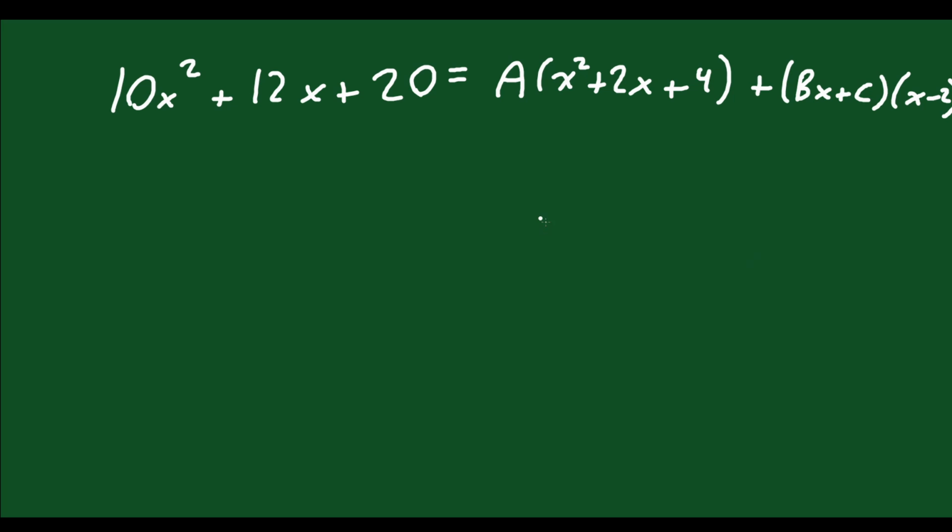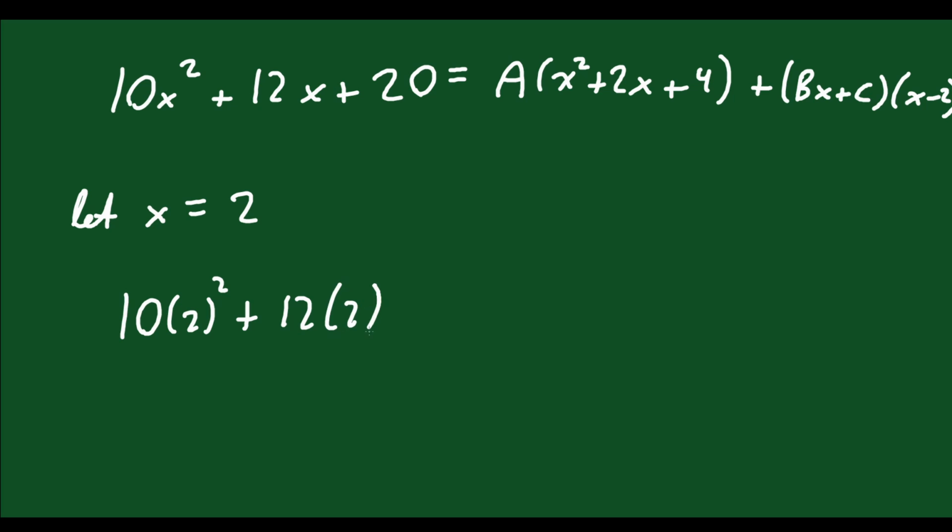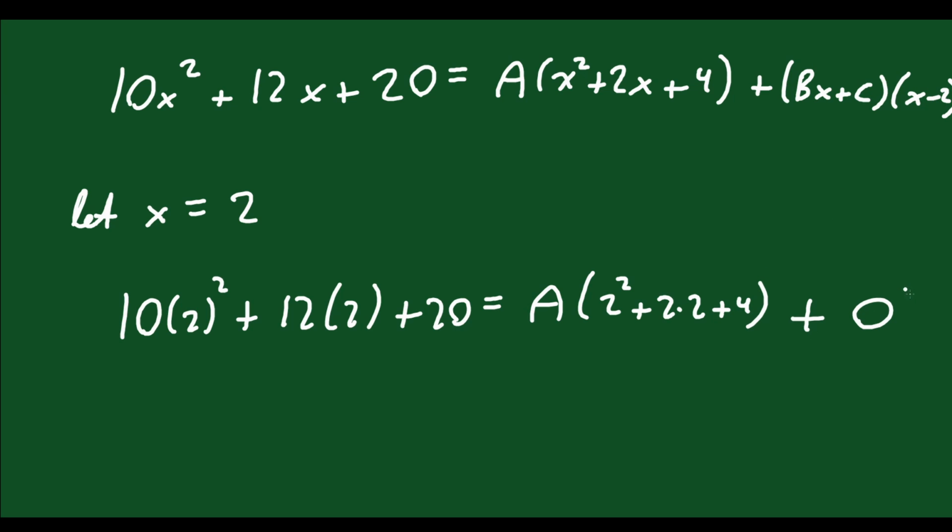Now we got to start solving for a or b. I'm going to start by solving for a. I'm going to do that by plugging in 2 for x. So I'm going to say let x equal 2, and you'll get 10 times 2 squared plus 12 times 2 plus 20 equals a times 2 squared plus 2 times 2 plus 4. And then 2 minus 2 is going to be 0, so that whole term goes away, and you just get plus 0. So 2 squared is 4 times 10 is 40 plus 24 plus 20. That's going to equal 84 is equal to a times 2 squared is 4, plus 4 plus 4 is 12.